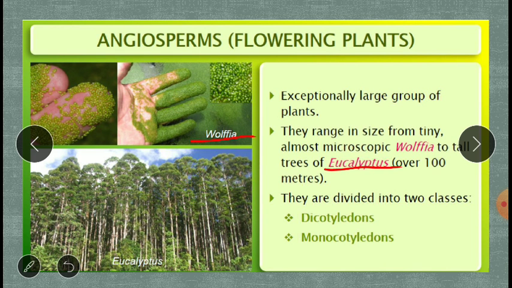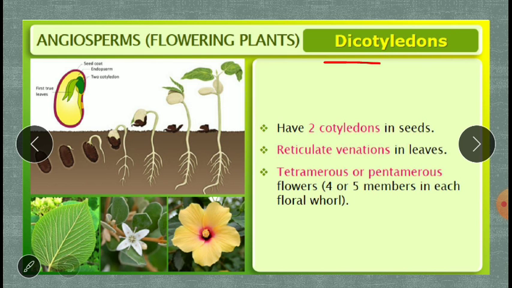These angiosperms are mainly divided into two classes, dicotyledons and monocotyledons. First, talking about the dicotyledons. Dicotyledons are those plants whose seeds have two cotyledons. Cotyledons are nothing but the embryonic leaves. You can see over here, these embryonic leaves split into two equal halves.